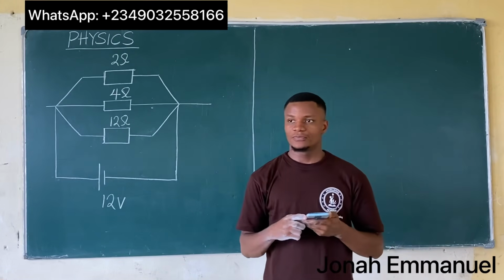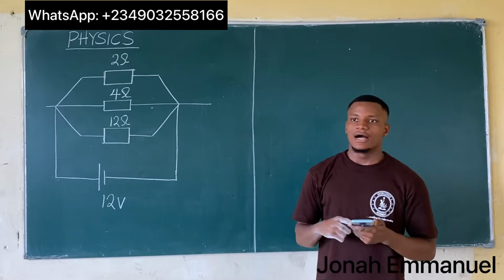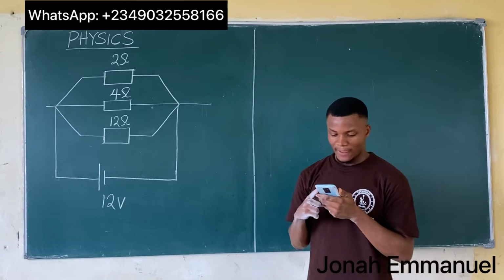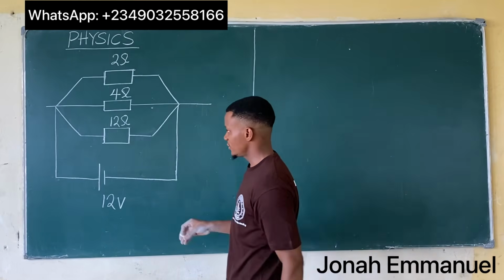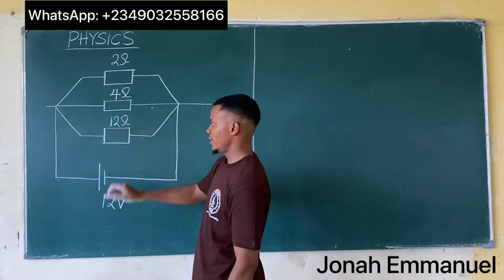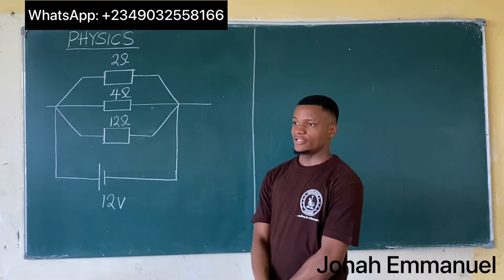Alright, so let's look at another question here. It says, in the circuit above, 3 resistors, 2 ohms, 4 ohms, and 12 ohms are connected in parallel, and a 12 volt battery is connected across the combination. The current flowing through the 12 ohm resistor is, alright, so we are asked to find the current flowing through this one here, the 12 ohm resistor.